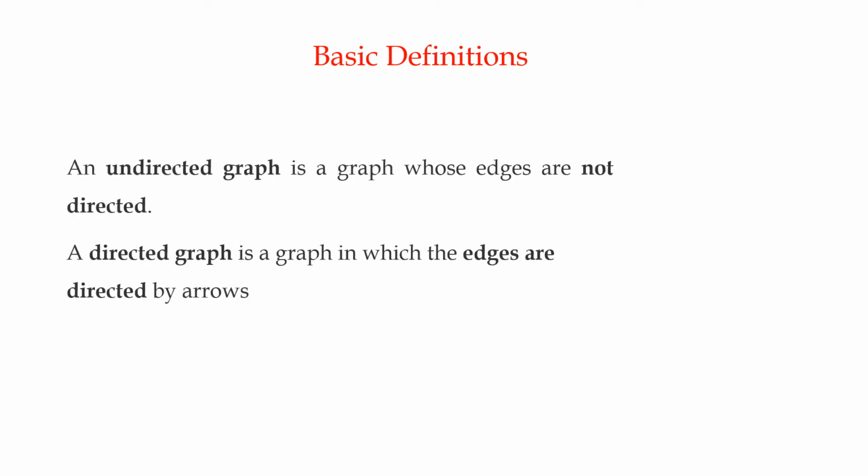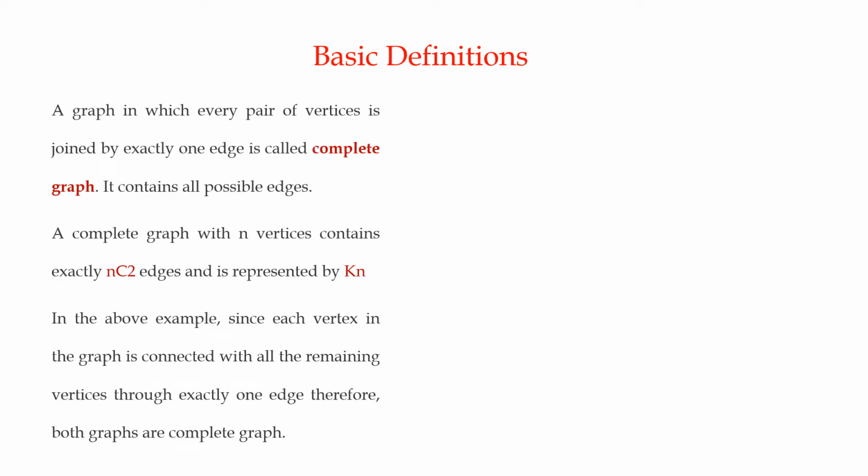Next one is an undirected graph. An undirected graph is a graph whose edges are not directed. A directed graph is a graph in which edges are directed by arrows.